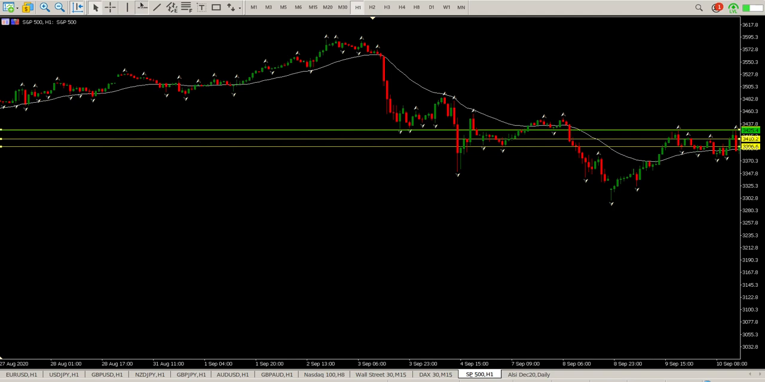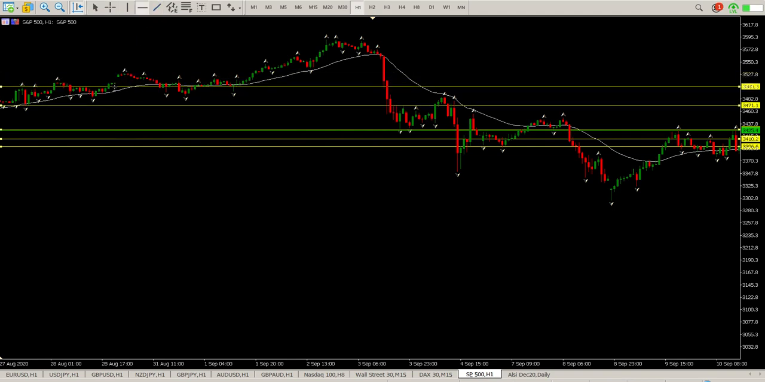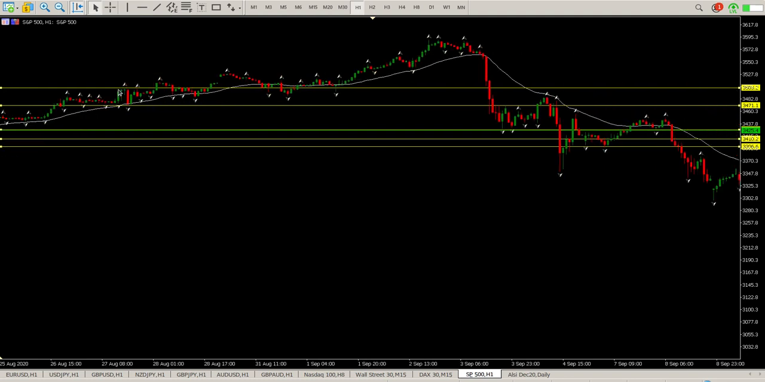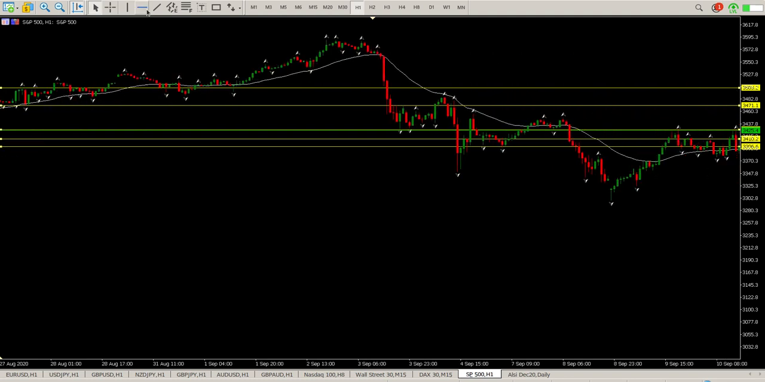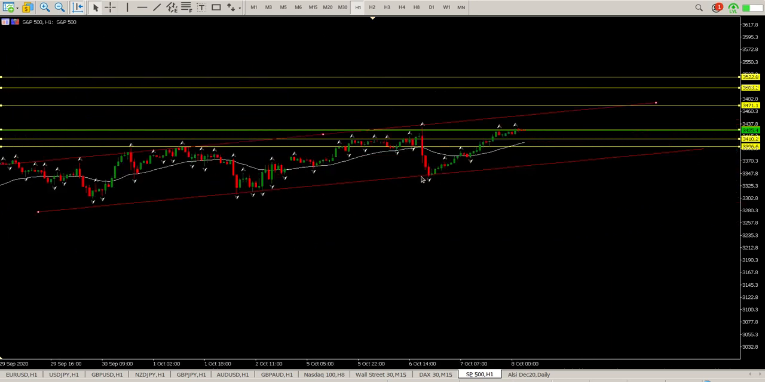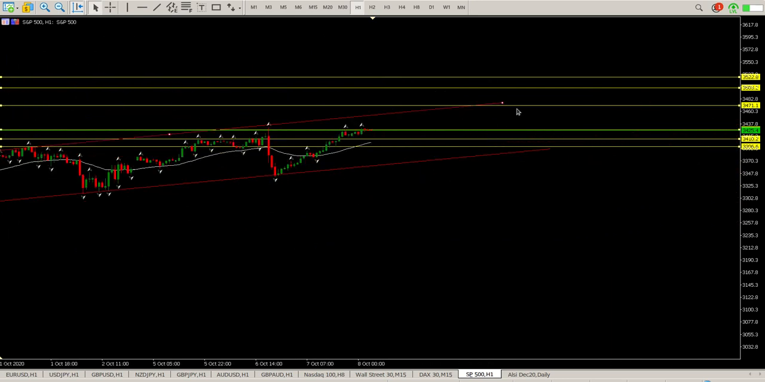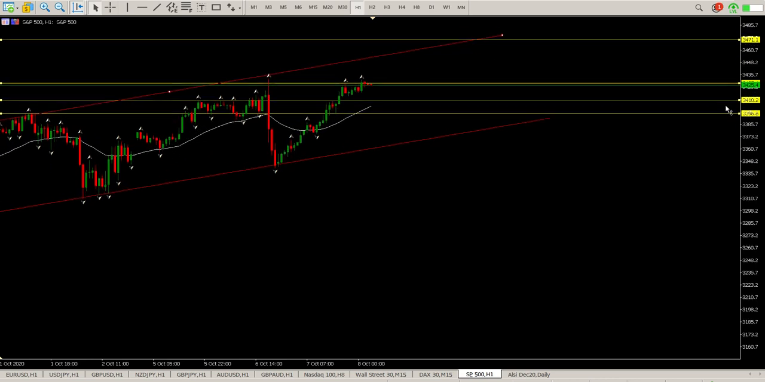Okay, so I just want to put a couple more levels in here. And one more. Right, so those are my target areas. The first target area will be 3471, then we have 3503, and then we have 3522. Those are the areas that I'm looking to target to the upside.